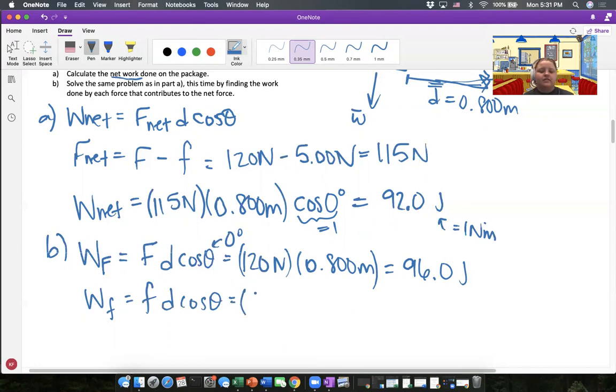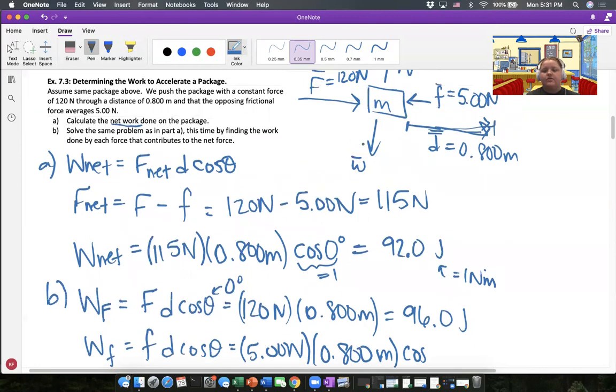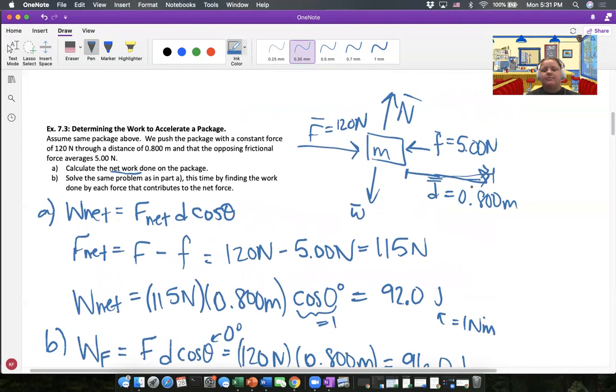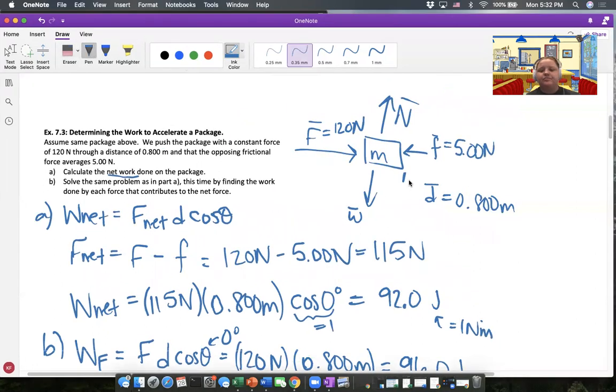So we get 5 newtons times my displacement, times my cosine. And now this time my theta is not 0. From my picture, let me go ahead and erase a little bit. Let me redraw that, my displacement vector here.